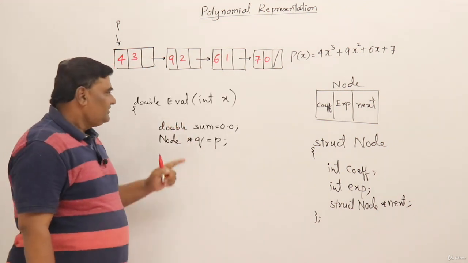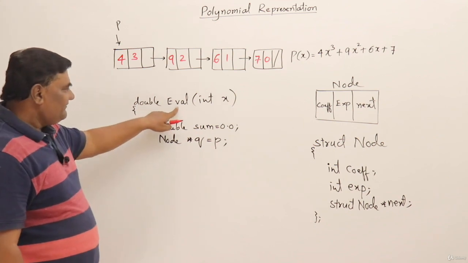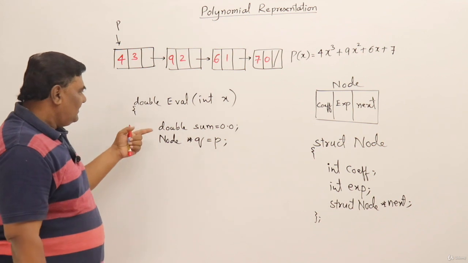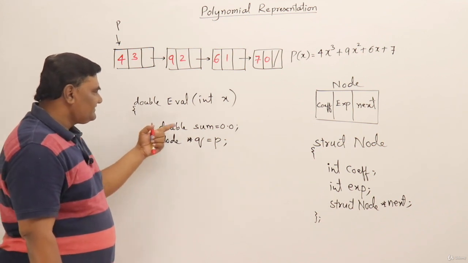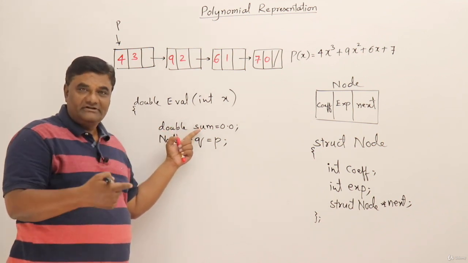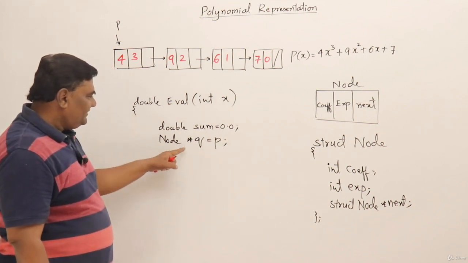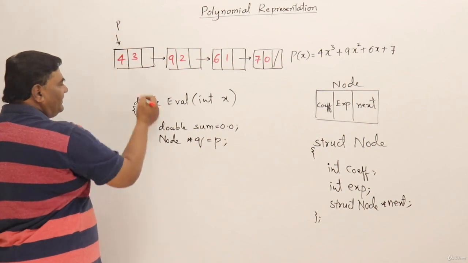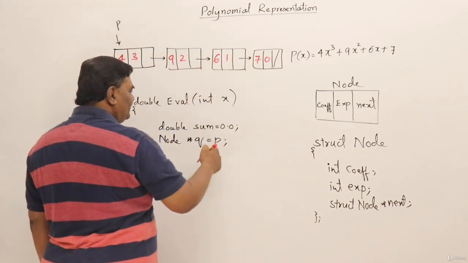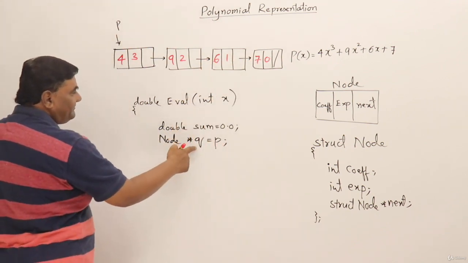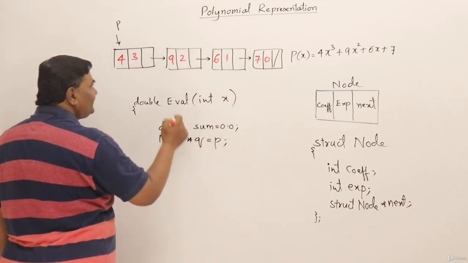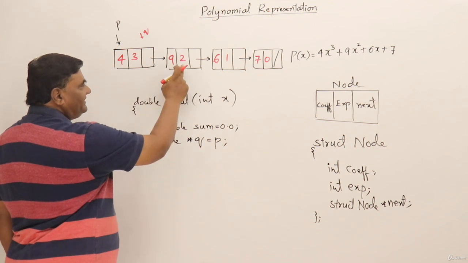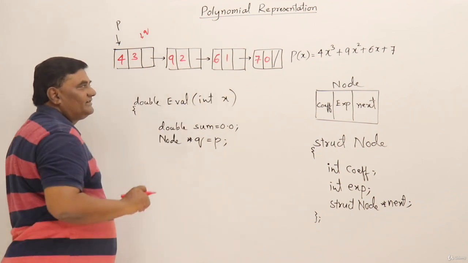Here is the function. Function name is eval, for evaluation, which is taking a parameter x, the value of x. Then I have some temporary variables, that is sum, for finding the sum of all the terms, and I have taken a pointer q that is pointing to p. I have taken the name of the first pointer as p because it's representing a polynomial. So q, I am taking it as a temporary pointer for scanning through this list. So q will be pointing here. So q will be accessing a term and moving to the next term. In this way, it will scan the whole linked list.